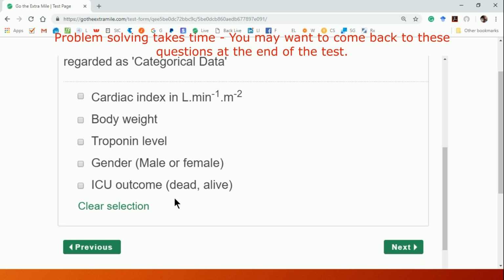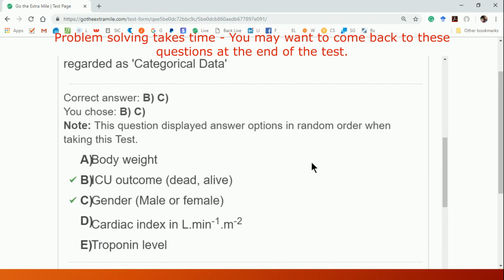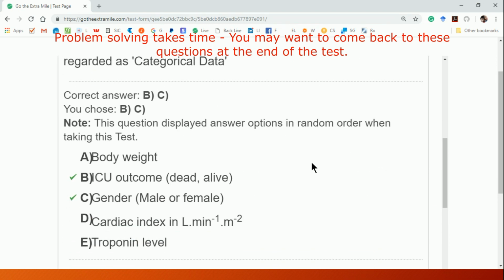Reading the question aloud may help you try and work out the answer. So I am going to go here with gender, male or female, and ICU outcome. Let's see how we go. There you go. Without knowing what categorical data is, I was able to work out an answer.